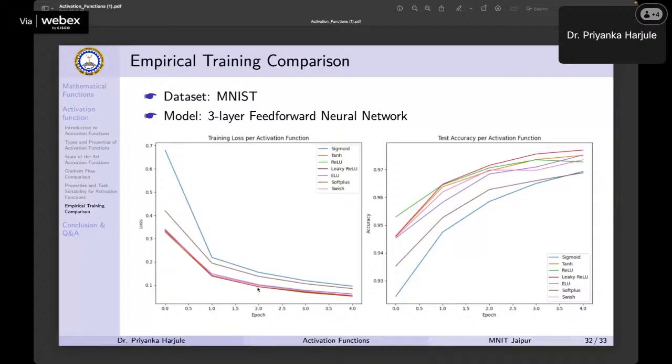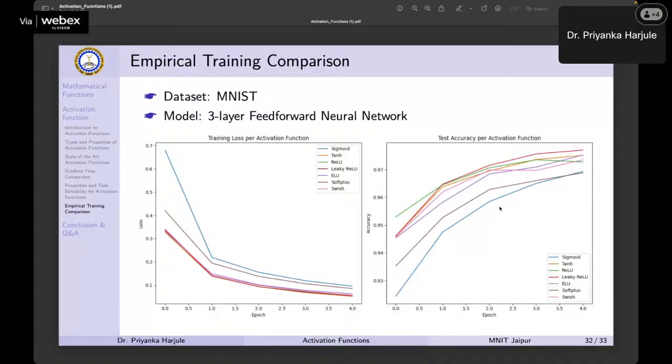ReLU, leaky ReLU, Swish, and ELU, you can see here they are all coinciding. They are achieving faster and lower loss as compared to the sigmoid and the softplus. So you can see it here clearly. You can see the tinge of green here, which is the ReLU.